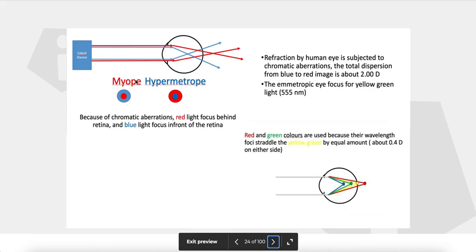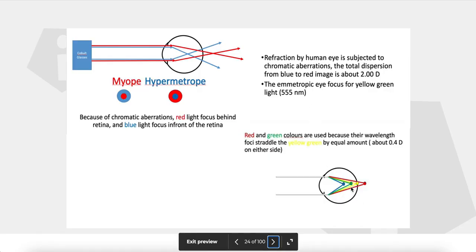We mentioned before this experiment where the patient wears cobalt blue glasses, and the myopes will see the red better while the hypermetropes will see the blue better. This is again due to the chromatic dispersion between the blue and red. In the refraction of the human eye, it is subjected to chromatic aberration, and the total dispersion from blue to red image is about 2 diopters, and the emmetropic eye will focus the yellow-green at about 555 nanometers.